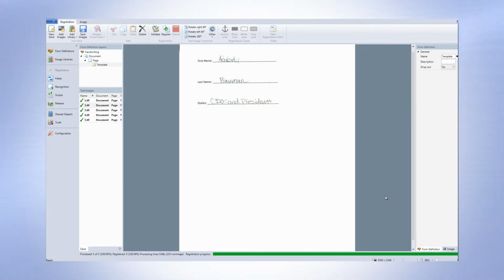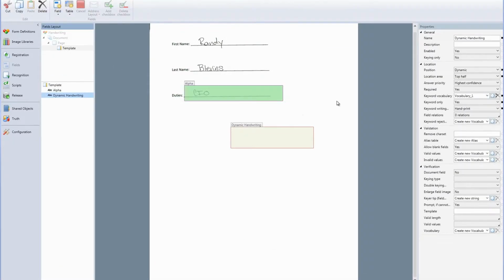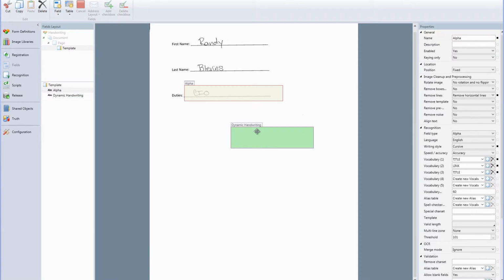Here, we demonstrate two ways to do this identification. The first is using a traditional fixed type of field where the solution is told the location of the field to be recognized. Now, we also have a new capability called dynamic handwriting. In this case, the solution takes a set of one or more vocabularies.